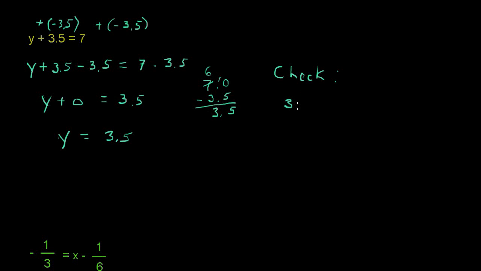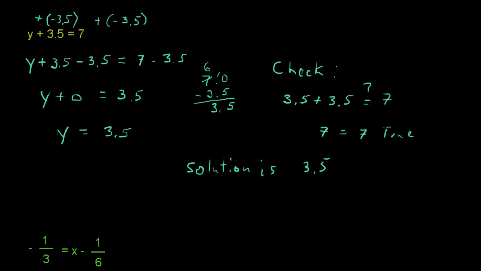So instead of y, we write 3.5, and then it says plus 3.5, and is this equal to 7? Sure enough, 3.5 plus 3.5 is 7, and 7 equals 7, and therefore we have a true statement, and therefore 3.5 is a solution. So the solution is 3.5, and as we said, another way to write this is in set notation. So we put a brace in there, put 3.5, and put the other brace in there, and that's another way to show that it's a solution.